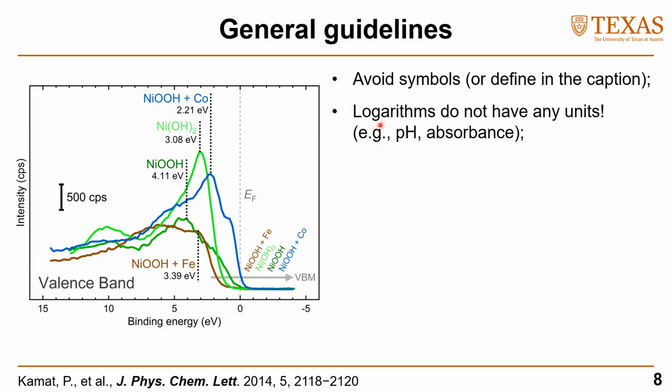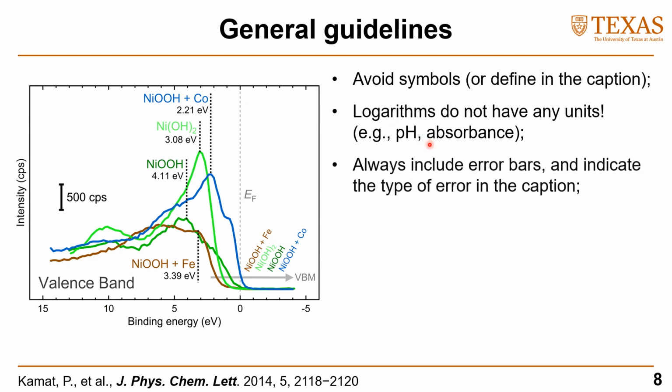Be careful about some axes when you use logarithms. Logarithms don't have any units. So if you're plotting pH, it's just pH. It's not arbitrary units or anything like that. Like absorbance: absorbance is the ratio of two intensities, so it's the logarithm of this. You don't need to add any units there. It's wrong when people add arbitrary units. No, absorbance doesn't have any units.